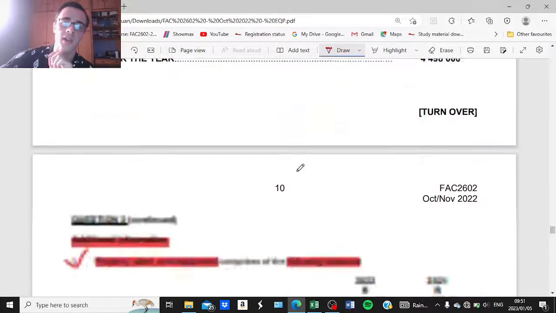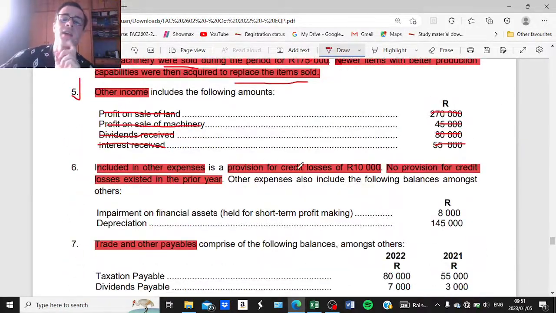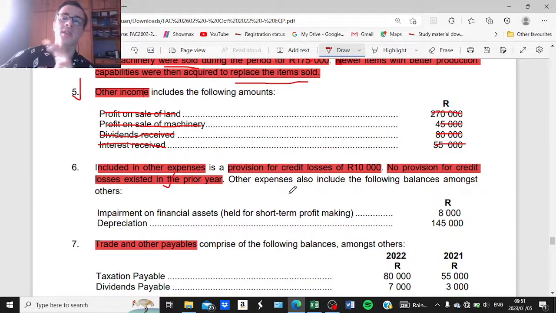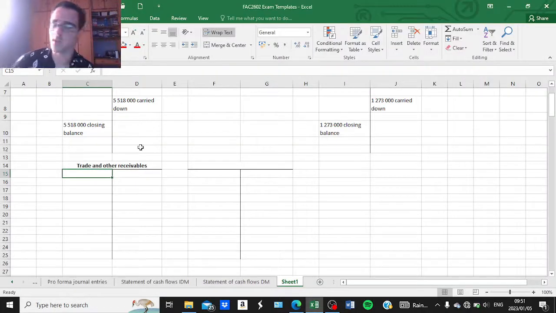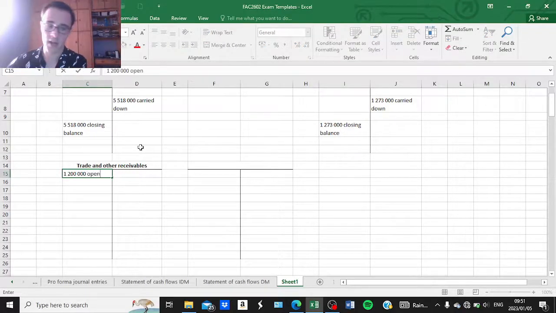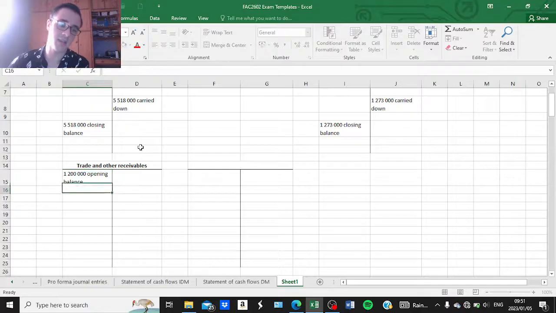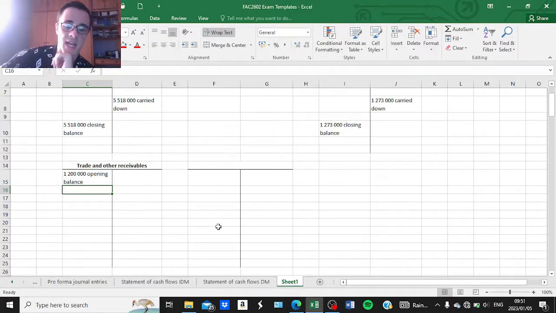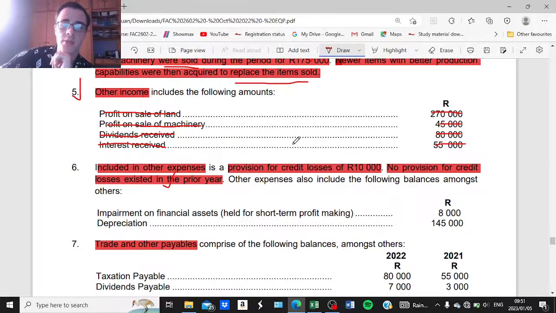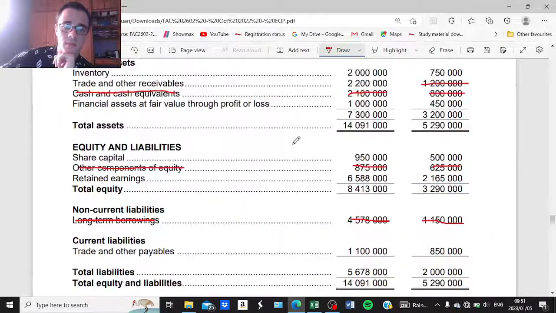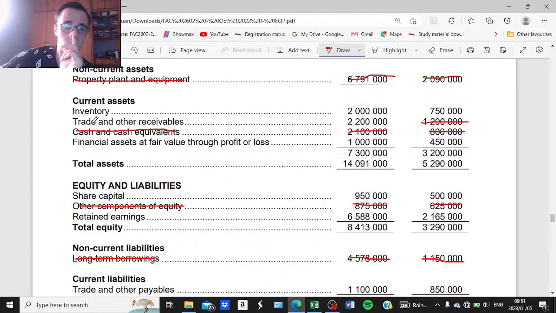All right. And according to additional information point 6, there was no provision for credit losses in the prior year. So in other words, the allowance for credit losses at the beginning of the year was 0. So the opening balance is still shown as 1.2 million. Right. Opening balance on the debit side, because we are dealing with an asset. And then we had a closing balance of 2.2 million Rand.